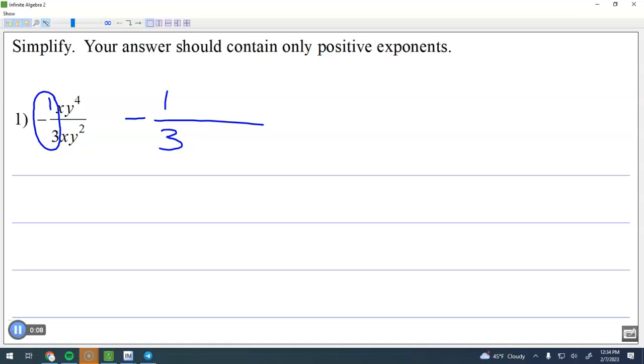And then this one's, I don't know if it's more confusing or easier. But what happens to those x's? You've got an x up here and an x down there, and they're the same. So they just go away. And then the y's, you subtract 4 minus 2, so that's 2. And where will those 2 be left over? On top, because that's where it's been. So that would be your answer for number 1. How's that for 1?